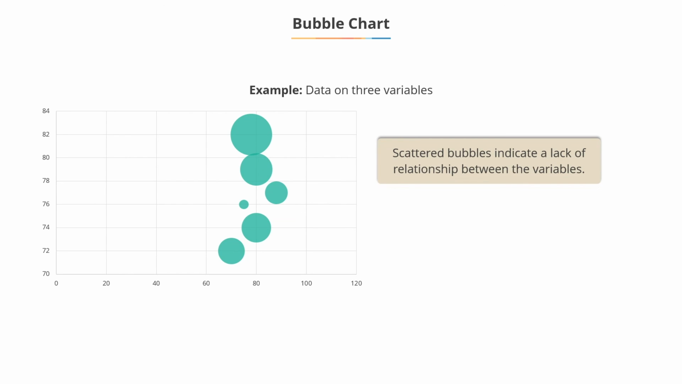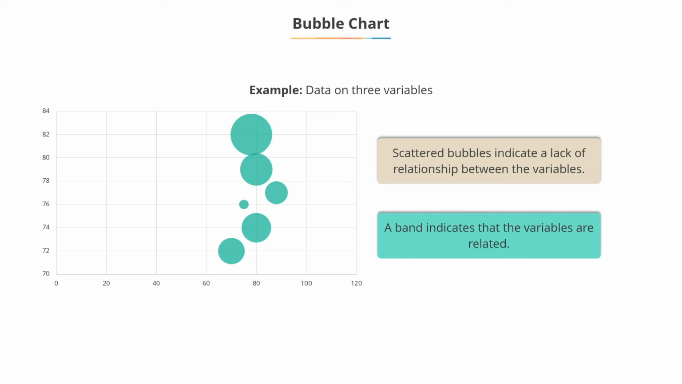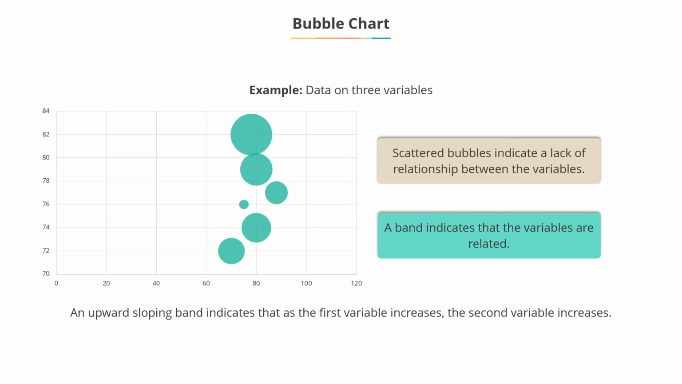When the bubbles are scattered across the graph, it indicates a lack of relation between variables. If, however, there is a band, there is a relationship. For example, an upward sloping band indicates that as the first variable increases, the second variable increases.